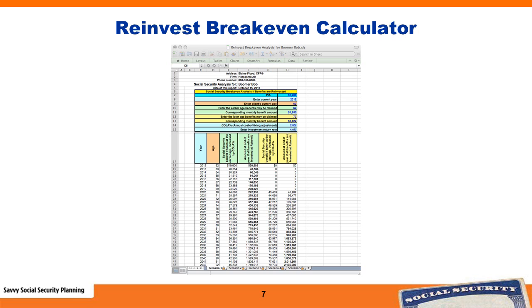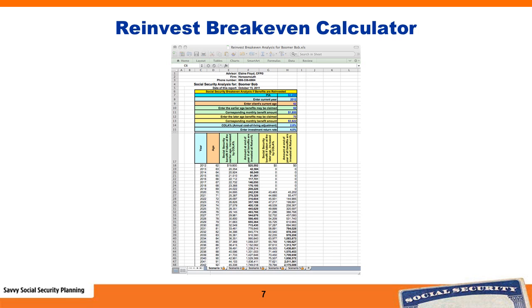Now let's move on to the Reinvest Break-Even calculator. The purpose of this calculator is to show the break-even age if benefits are invested. In other words, if the client takes early benefits at 62 and reinvests them at X rate of return, when will the total of cumulative benefits and investment returns that arise from delaying benefits to age 70 begin to catch up and overtake the total benefits and investment returns from applying at 62?